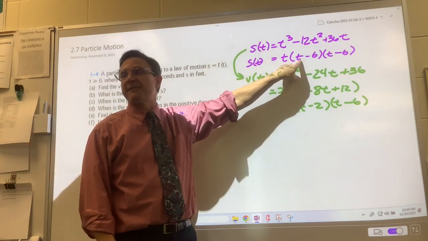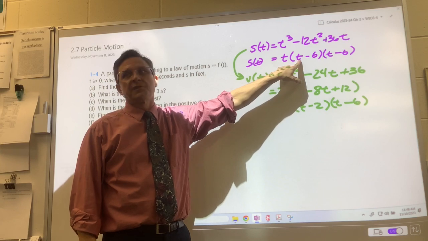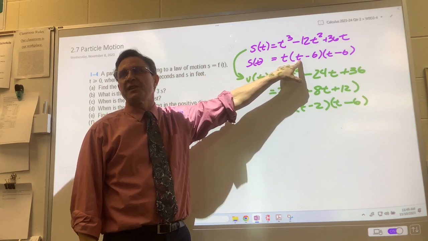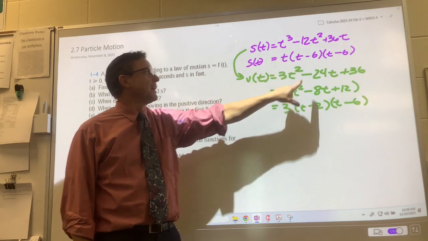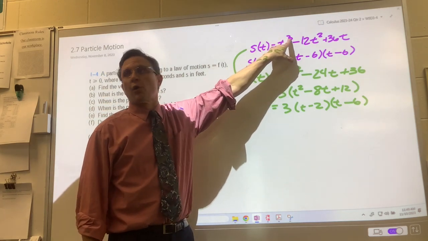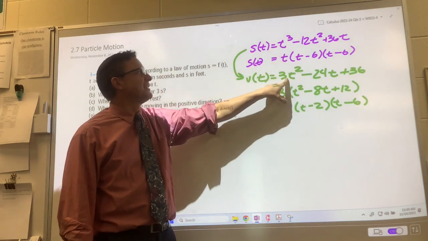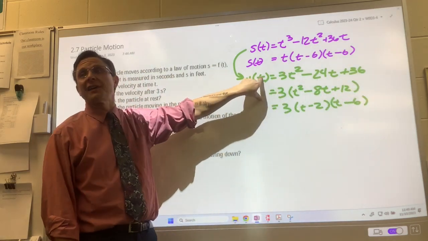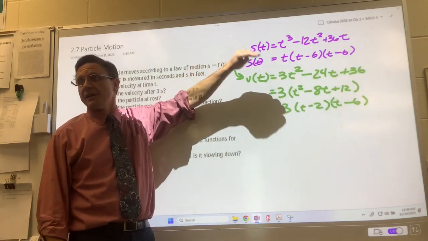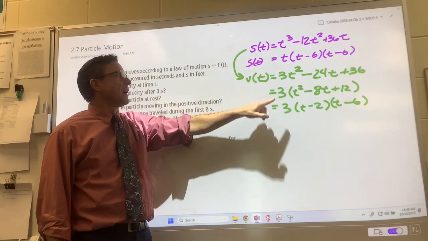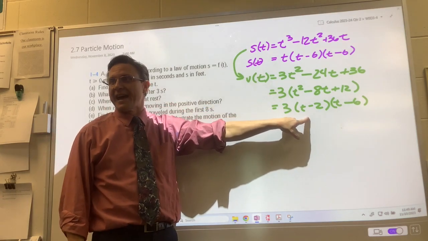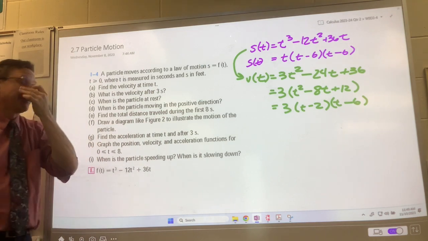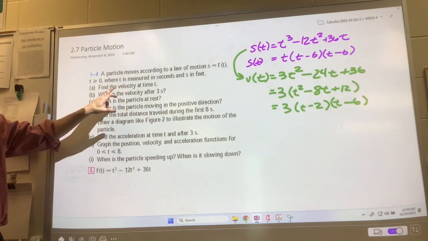First thing I do is factor it, because I just want to know. I'm going to make some graphs at the end that you don't need. Everybody, derivative of this, power rule, easy, right? 3t squared minus 24t plus 36. That is velocity. Derivative of position is velocity. The next thing I do is factor that. You notice I did those two steps because I knew this would be velocity.